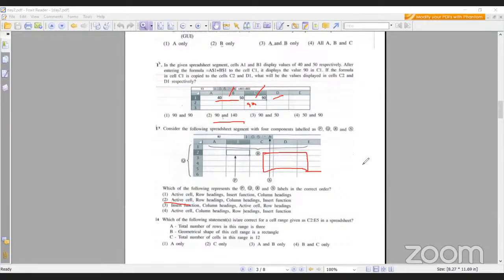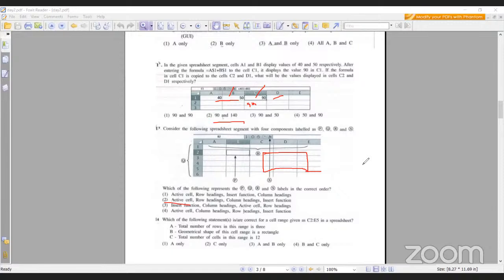Total number of rows in this range is 3. C, D, E. Rows 2, 3, 4, 5. So the total number of rows is 4, not 3. That is wrong.